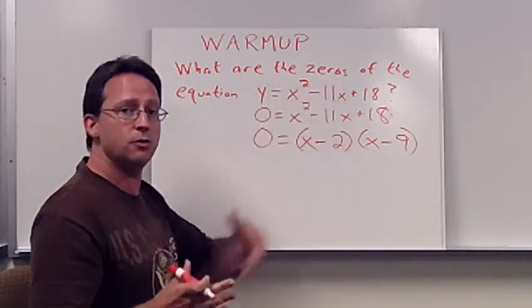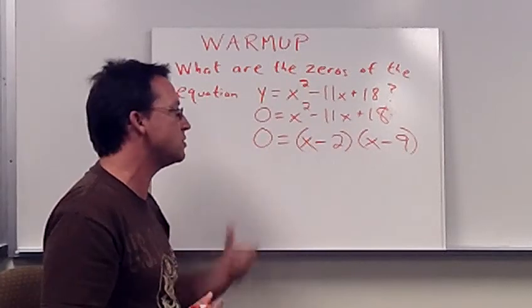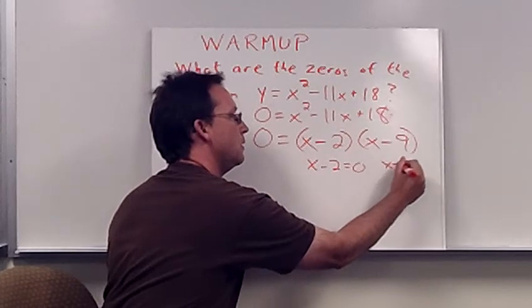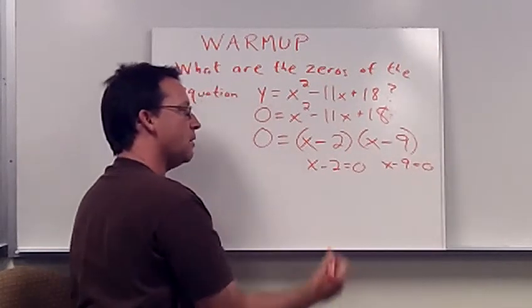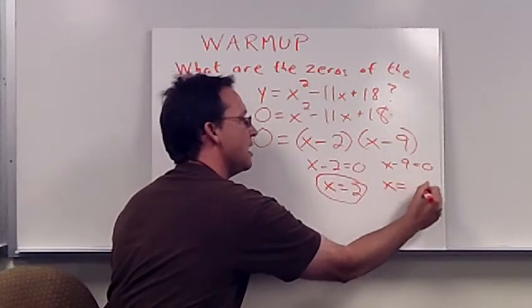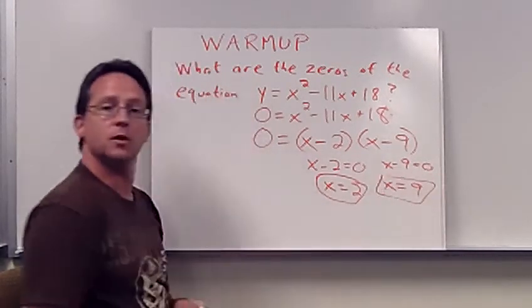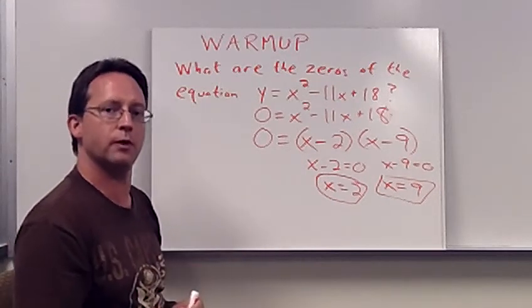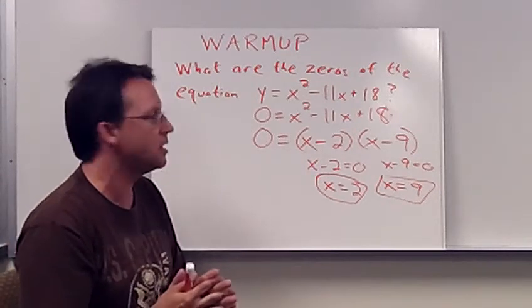Then to find those zeros, those are our solutions, those are our x-intercepts, we set each of our factors equal to 0. And we find that x could be 2 and x could be 9. Right? Hopefully you got the idea there. If you did, you're in good shape moving forward in the activity and in the lessons.